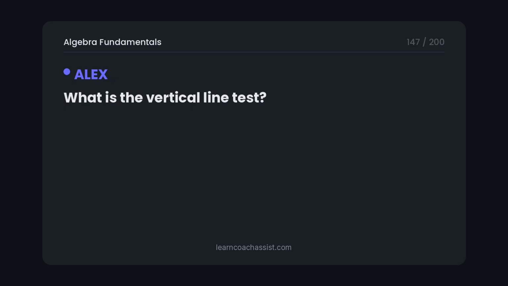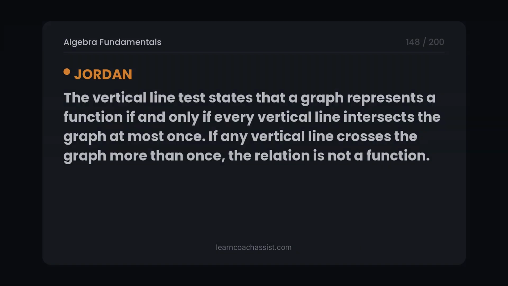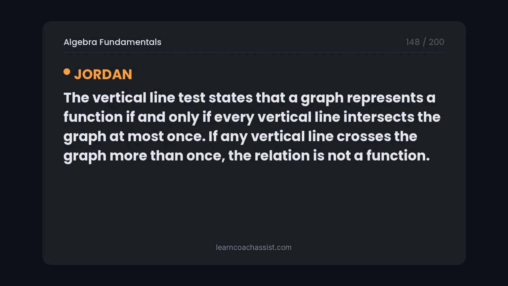What is the vertical line test? The vertical line test states that a graph represents a function if and only if every vertical line intersects the graph at most once. If any vertical line crosses the graph more than once, the relation is not a function.